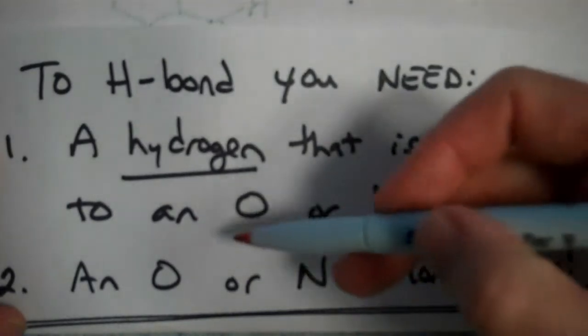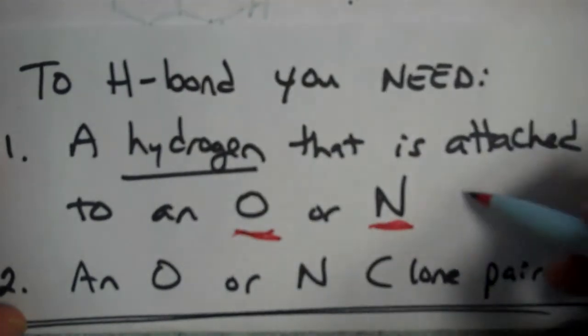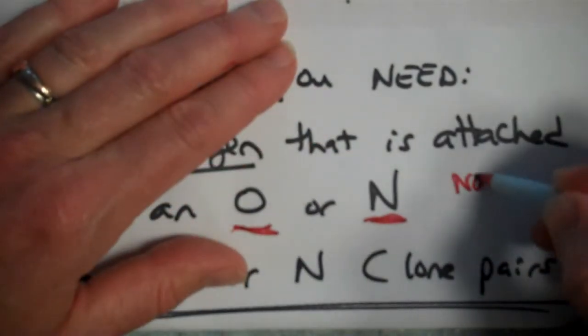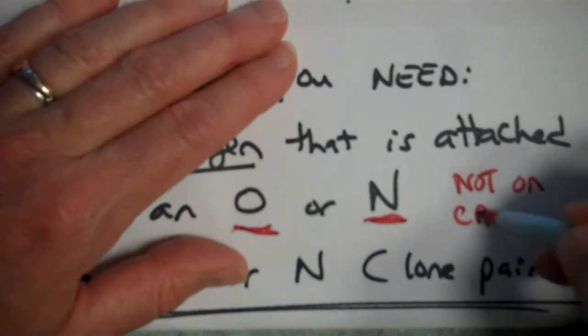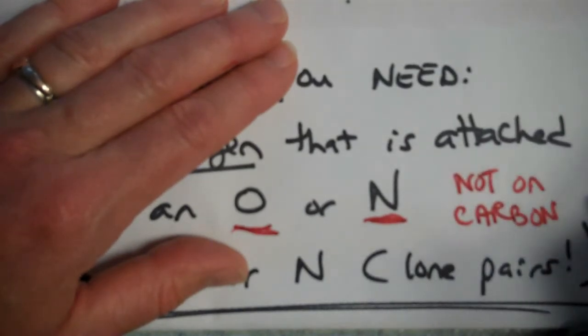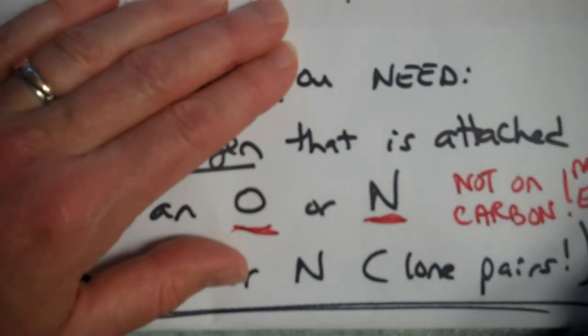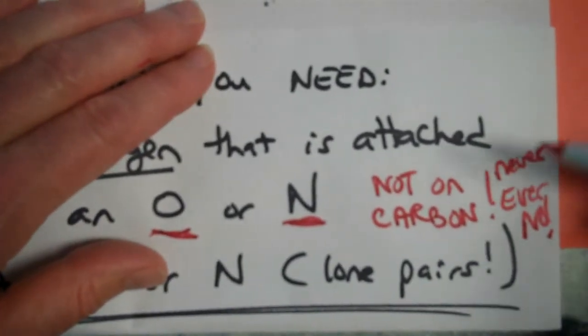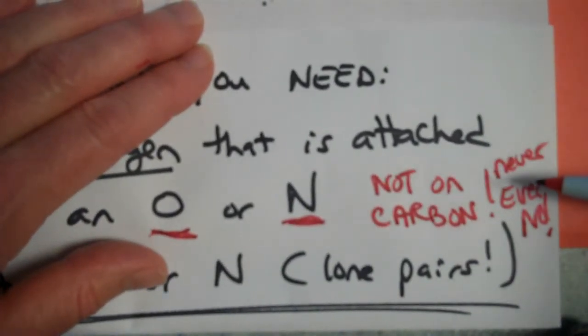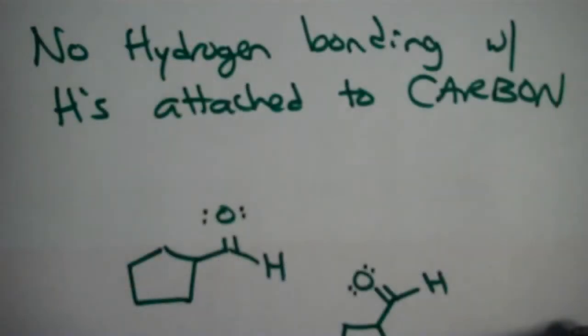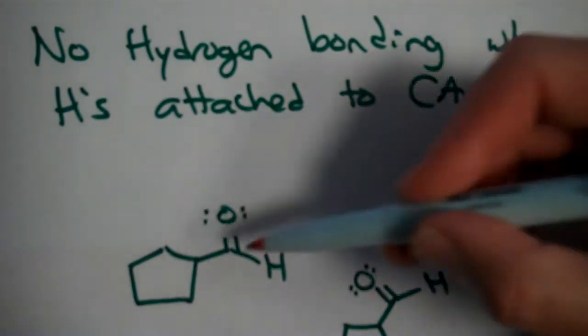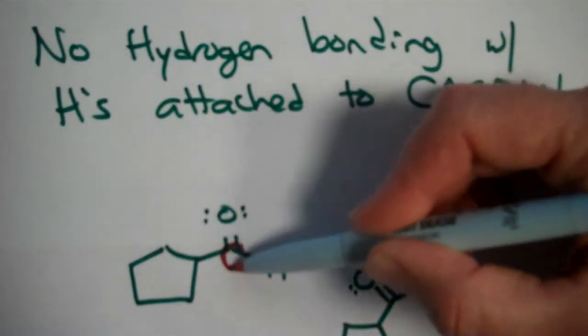So notice this is an O and an N, and we're going to write down really big here, not on carbon. It's in red. Ever. Never. No. Okay, you got it wrong. It's because you used a hydrogen attached to a carbon, and a lot of you used the aldehyde hydrogen, which is attached to a carbon. So if you got that hydrogen bonding question wrong, this is probably how you got it wrong. You used a hydrogen attached to a carbon atom. Here's a hydrogen, it's attached to a carbon atom.